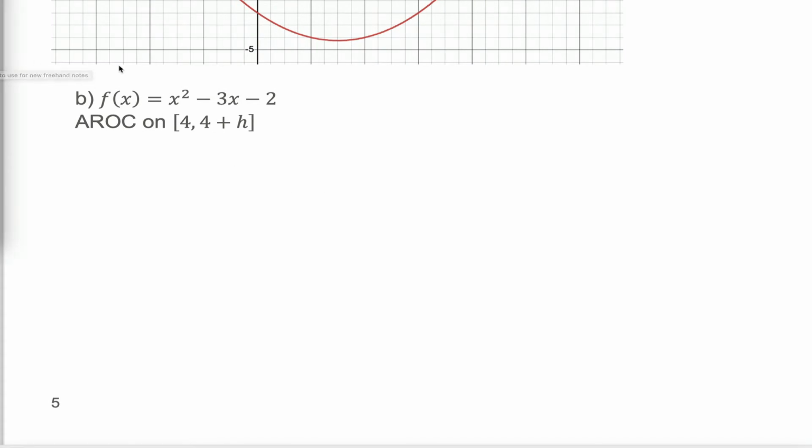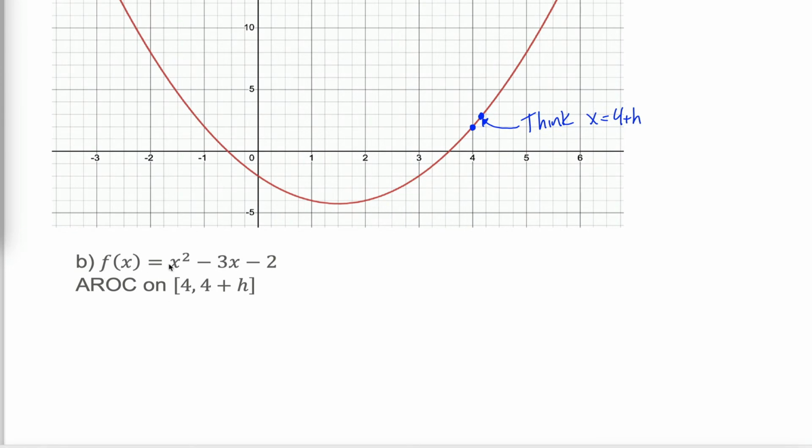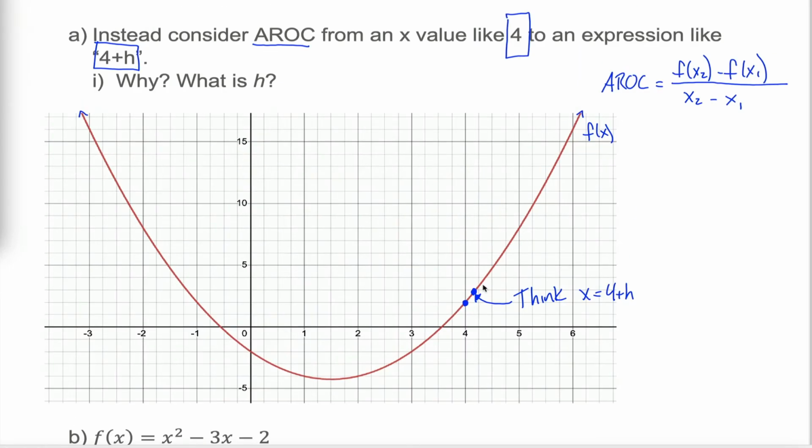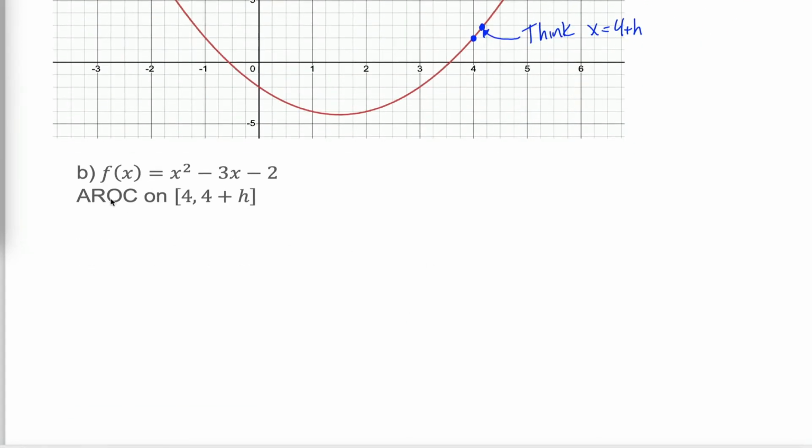I'm way too far into this video to be getting to my first example. Suppose I give you this function, f of x is x squared minus 3x minus 2, which you might remember is the equation of this graph right here. What I want to do is calculate the average rate of change of this function on this interval. So I'm given two different x coordinates. The first one is 4, and the second one is 4 plus h. And I know that feels a little bit weird, but it'll turn out that it works just the same.